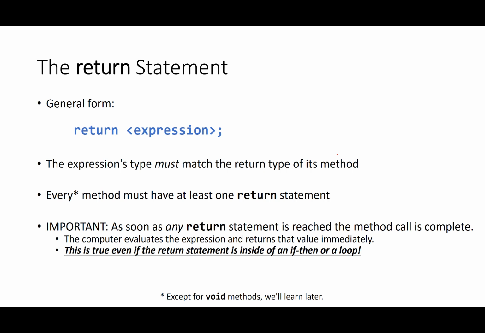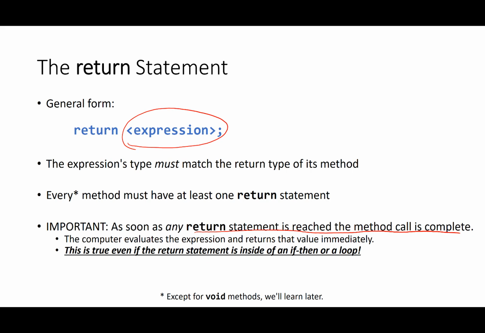Right? Next, and this is what's important for understanding this particular method, every method must have at least one return statement. And as soon as that return statement is encountered, the method call is complete. So the very first time you run into a return statement in a method, your method is done. Its job is complete. It's going to stop everything it was doing previously. It's going to take whatever value its expression results in and return that to where it came from, and that method call is done. It's got no more work to do. All right? And this is super, super important to know, because this is true even if the return statement is inside of an if-then statement or a loop.